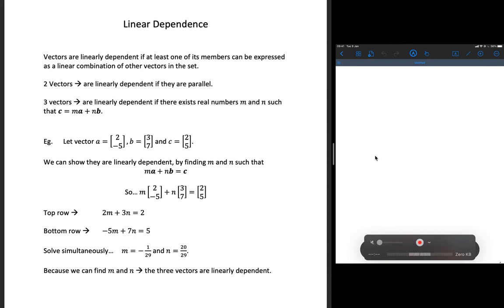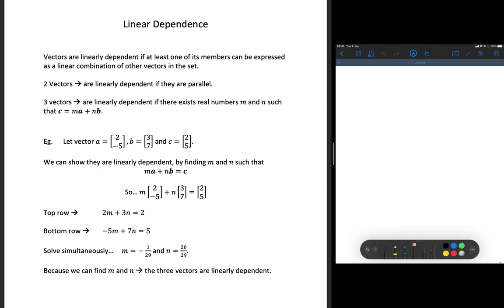Hi everyone, this video is on vectors and more specifically on linear dependence and independence. So I'm just reading from the summary that you have access to. It says vectors are linearly dependent if at least one of its members can be expressed as a linear combination of other vectors in the set.